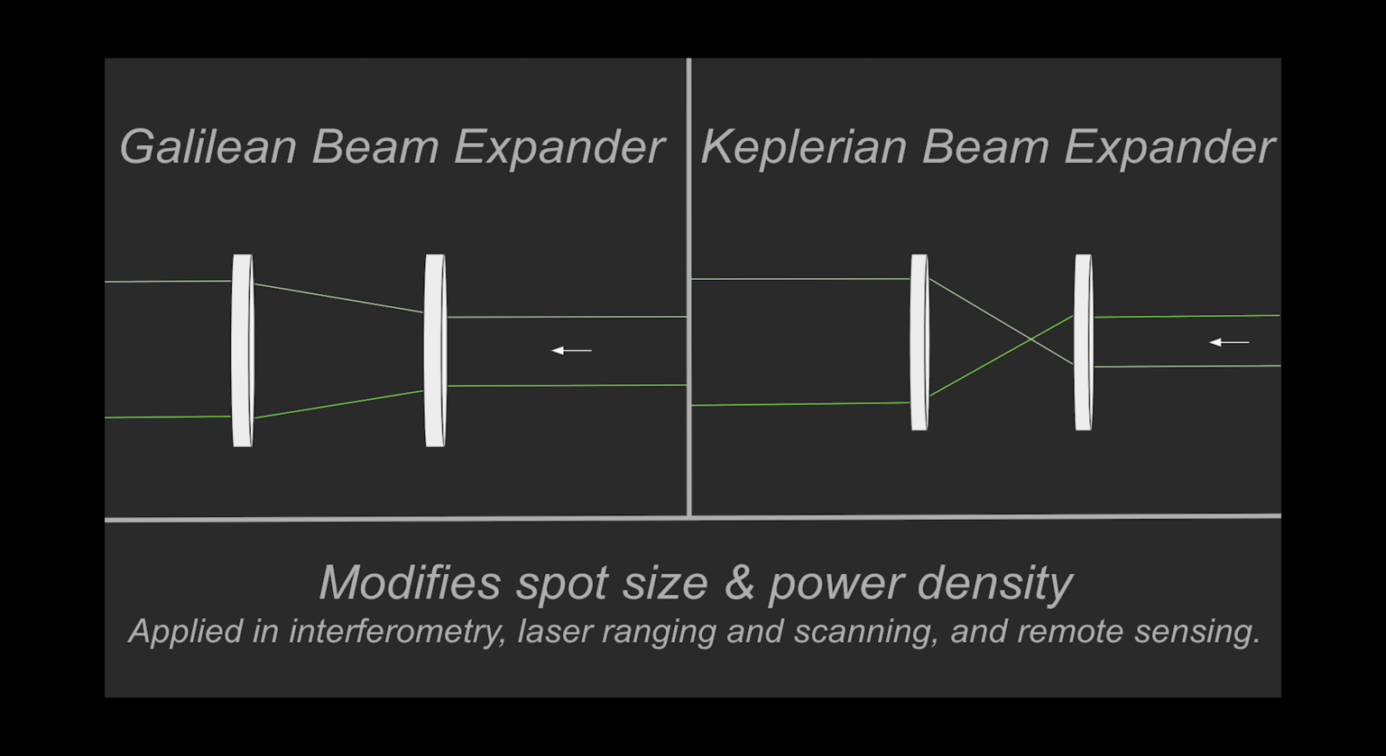Whether you elect to purchase a beam expander or build your own optical system, all beam magnification systems rely on either the Kepler or Galilei principle to modify the spot size and power density of the beam. This technique can be applied in multiple optical systems, including interferometers and remote sensors.